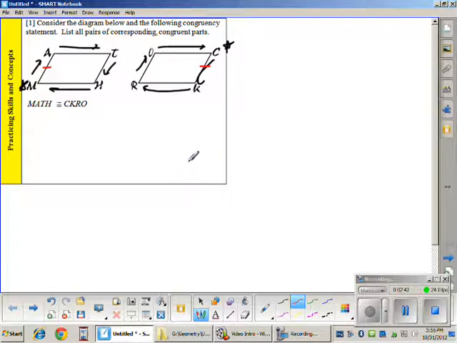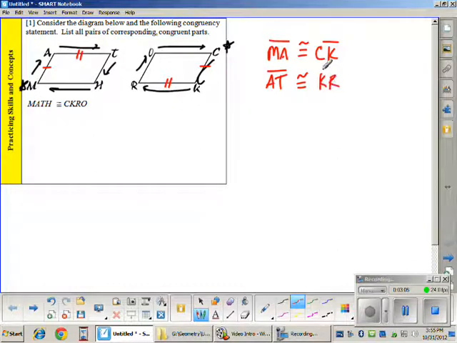So making our congruency list, our first one will be MA is corresponding and congruent to CK. Moving to our next set of letters, I have AT is correspondingly congruent to KR. So AT, KR. Okay, and again, it's about the congruency statement. It's not about the picture. The picture will fool you if you're not careful. So here you have TH and RO.